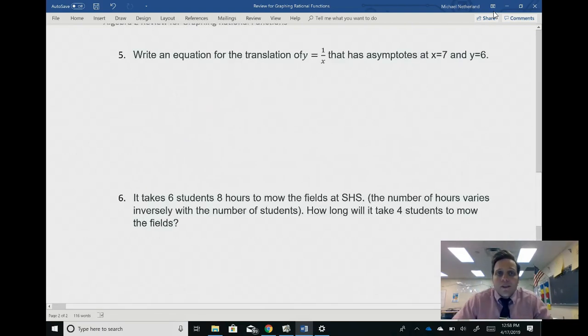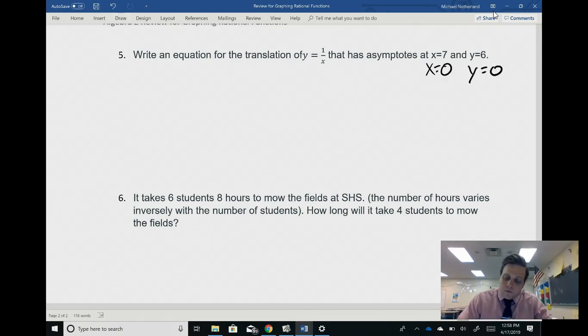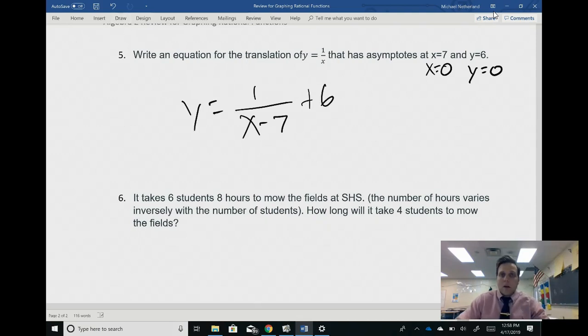Number 5. Write an equation for the translation of y equals 1 over x that has asymptotes at x equals 7 and y equals 6. So first off, our asymptote is usually at x equals 0 and y equals 0. But if I'm now at x equals 7, that means I've taken a vertical asymptote and shifted it over 7 to the right. So that now should be 1 over x minus 7, because that means right 7. And then y equals 6, well, I went from y equals 0 to y equals 6. That means I took a horizontal asymptote and I shifted it up 6. So I write plus 6. So y equals this. Boom, that's it.